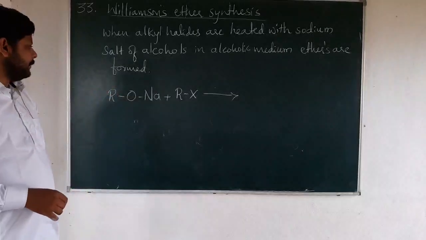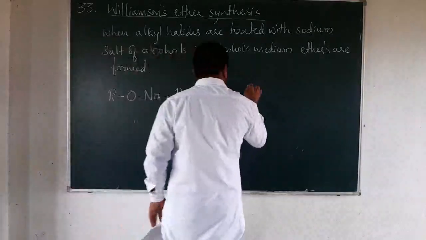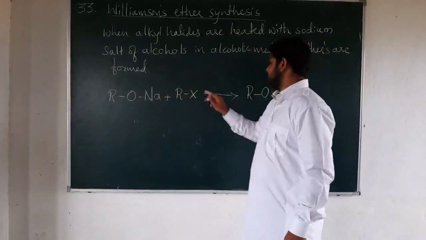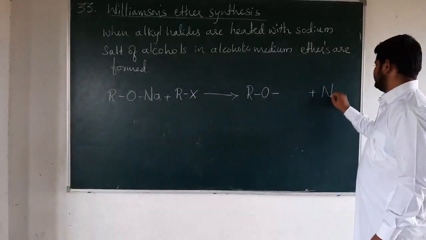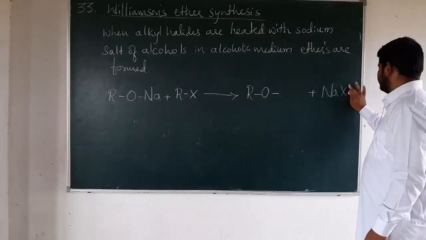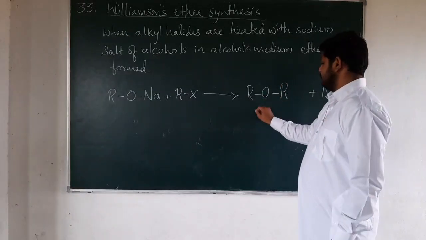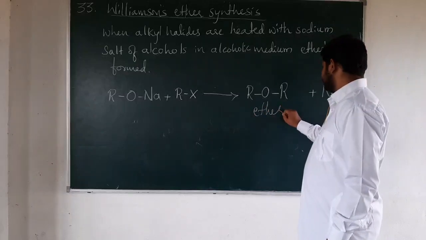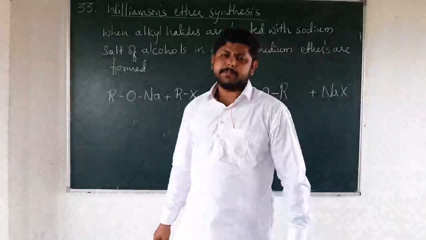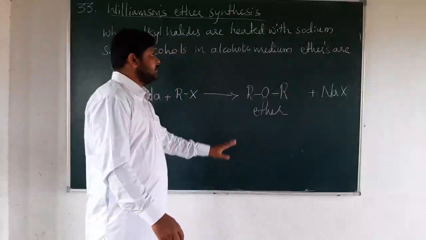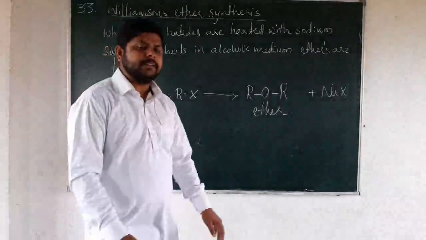So now what happens? The simple thing. R is with O. This Na combines with X to form NaX salt, sodium halide. R will come here. ROR. This is ether. R means alkyl group. Alkyl, oxygen, alkyl group. This is the general formula of ether.